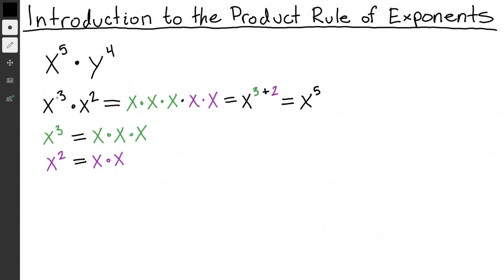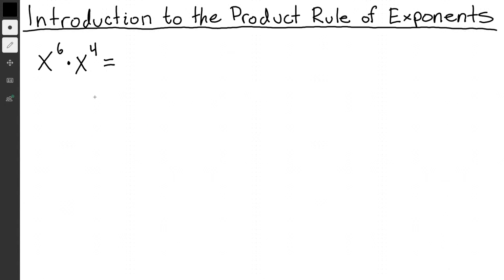So in this example, our exponents were 3 and 2, and so we added those to get 5, and our bases are x and x. They're both the same, and so we keep that same base of x to get x to the 5th. In this example, we have x to the 6th power times x to the 4th power, and so using the rule that we just talked about, this would equal x raised to the power of 6 plus 4, which equals x to the 10th power.